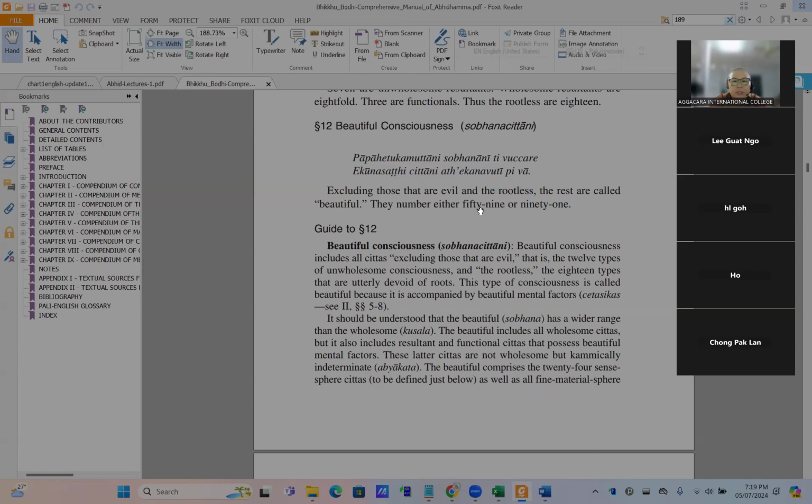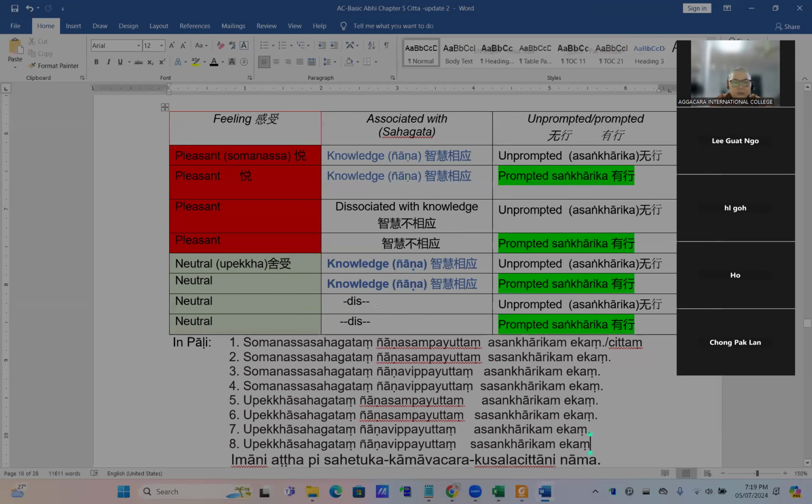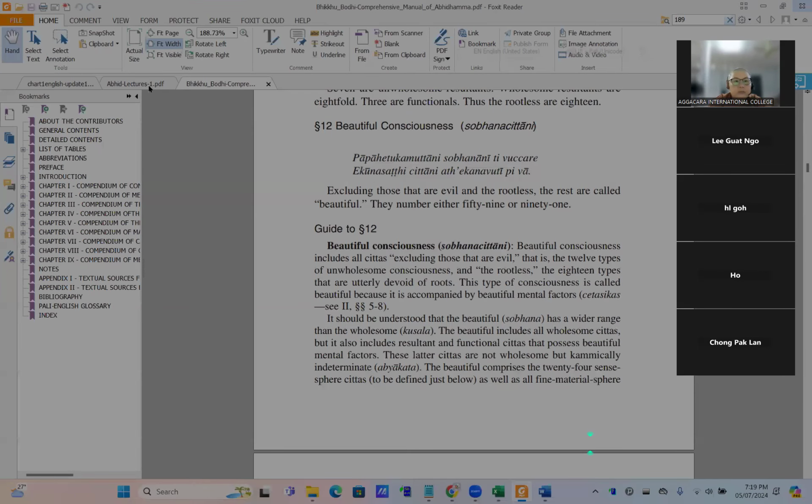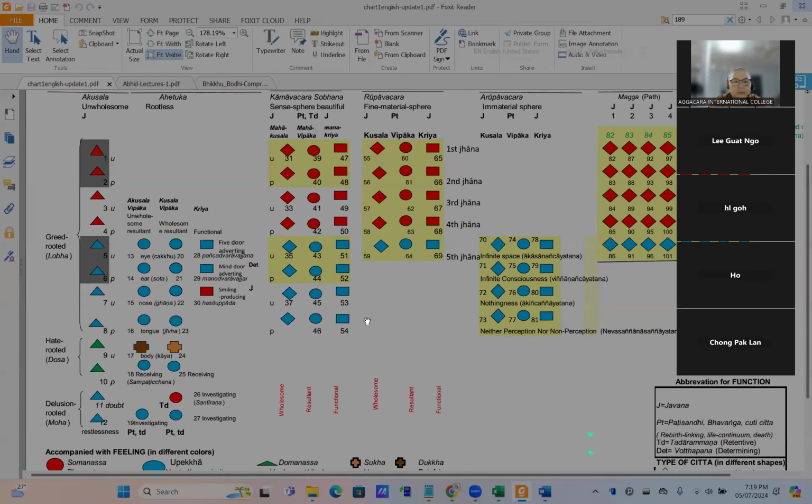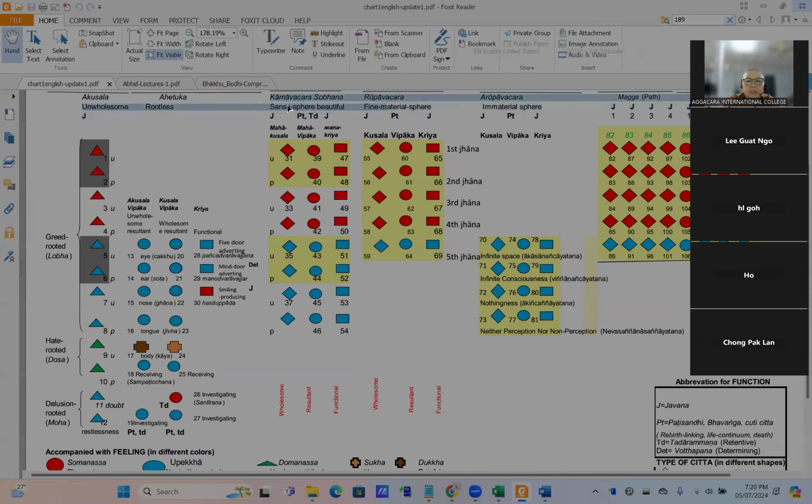All right. So how many? 59 or 91? It's easy. You go to the charts. It means we exclude the akusala and ahetuka. So the rest: today we learn about Kama Vachara Sobana, and Rupa Vachara, Arupa Vachara, and Magga and Phala. From here onwards, Kamavachara onwards to the right, all these are beautiful ones.